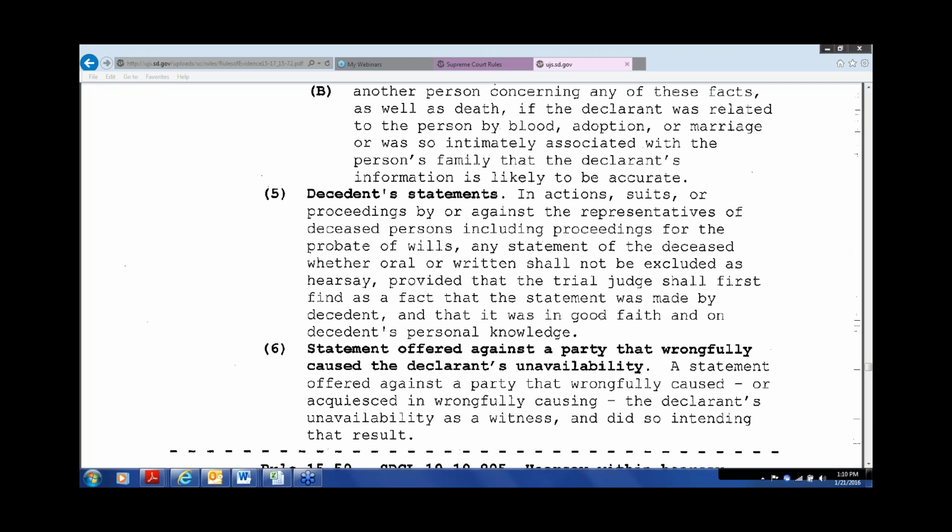Yeah, the language of the rule says if the party wrongfully caused or acquiesced in wrongfully causing the unavailability, then they forfeit the objection. I think if the individual did not actually cause it and a third party is the one that caused it, then the opponent would be arguing that the individual in the case acquiesced in wrongfully causing it. And that's just going to be a question of fact for the court in a hearing to determine whether or not there was any acquiescence in wrongfully causing the individual not to testify.